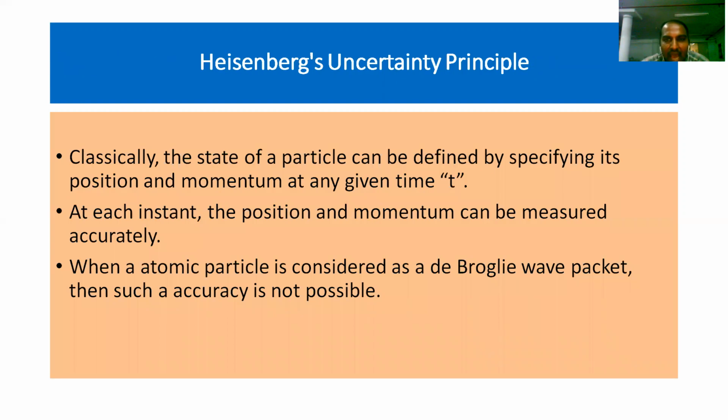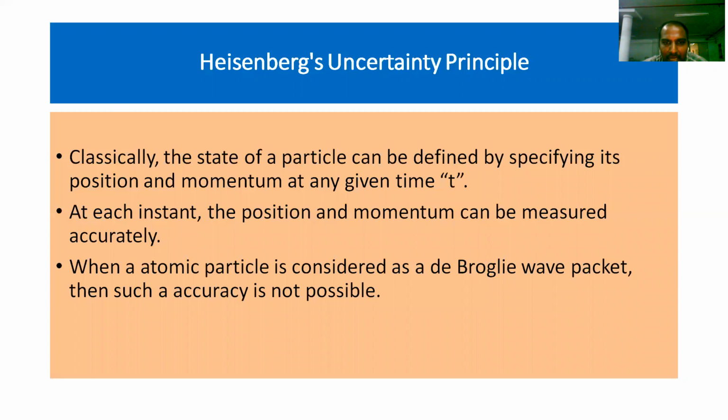Then coming to the Heisenberg uncertainty principle. You know very well quantum mechanics deals with either probabilities or uncertainties. You can't predict the exact position of the particle and along which direction it is going to move. That's why the initial state or position of the particle is always in the form of uncertainty. Classically, the state of a particle can be defined by specifying its position and momentum at any given time t. At each instant, the position and momentum can be measured accurately.